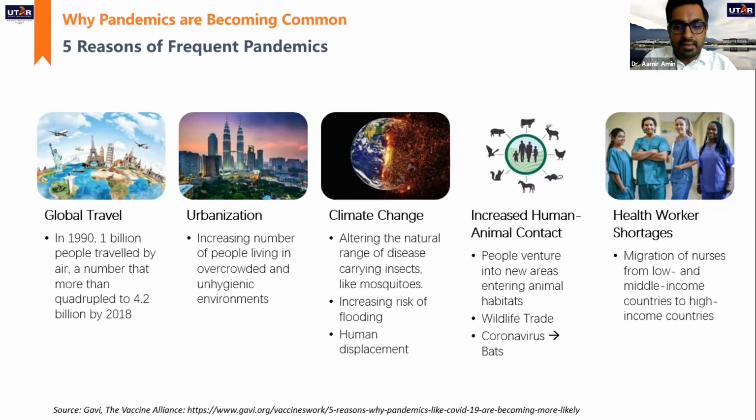One last factor is health worker shortages. A lot of nurses are migrating from low and middle income countries to high income countries, which is causing an imbalance in how these countries can handle the shortage of health workers and how they can handle the pandemics.